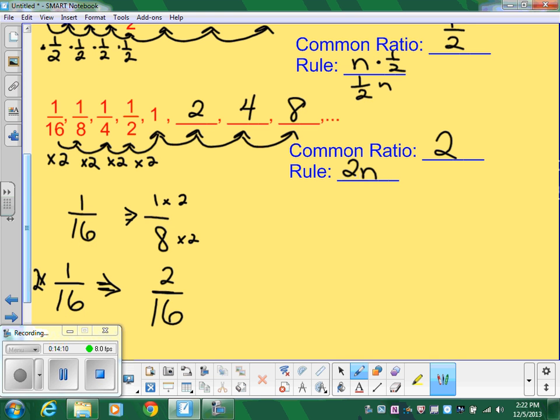This video concludes our discussion on special kinds of sequences. If you need further review, please make sure that you see your teacher about this.